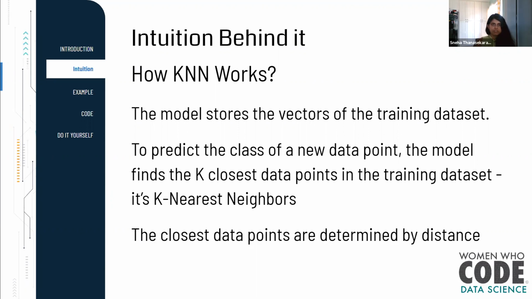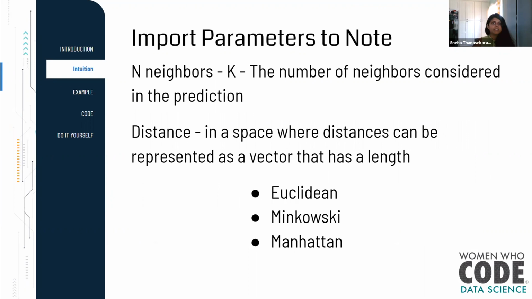Now we know that there are two important parameters that we need to tune to get the best model from KNN: the n neighbors and the distance metric. The n neighbors are the number of neighbors to be considered in making prediction and the distance metric.